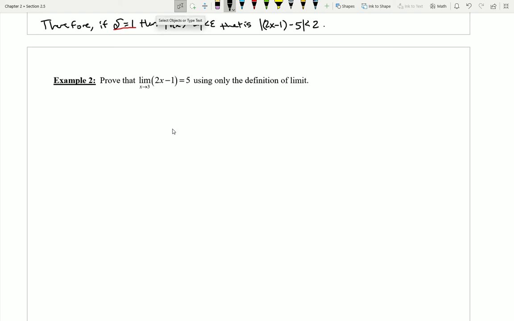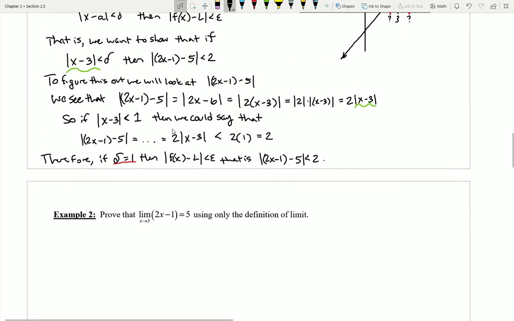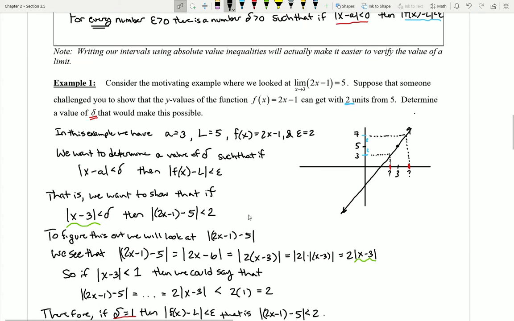So now let's take a look at example number 2, where we're going to actually try to prove that the limit of this function actually is 5, using only the definition of the limit. Now, in order to do this, again, we're going to have to do more than what we did in the last example, because in the last example, we only showed that there was a specific value of epsilon where we could find a range of x values to make the associated y's.